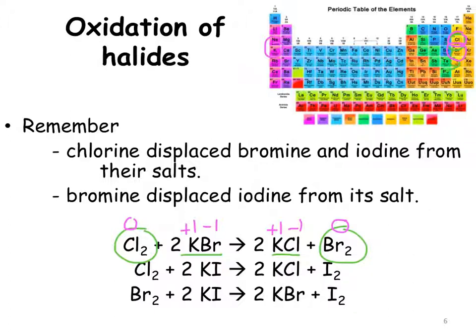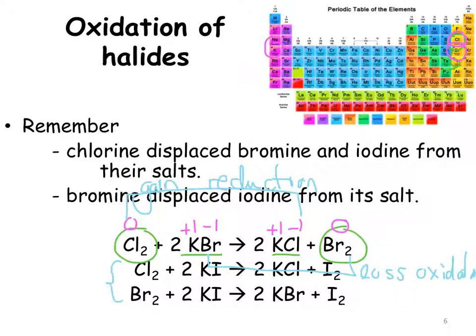What has happened? We have got chlorine going to chloride, so it has gained electrons. It's become more negative, so the gaining of electrons is going to be reduction. And over here we have got the bromine going from -1 to 0, so it has lost electrons, and that is oxidation. And I could do that for all of those.